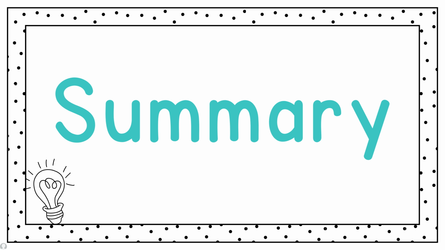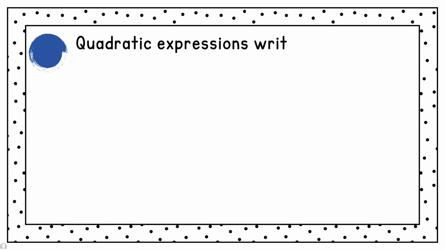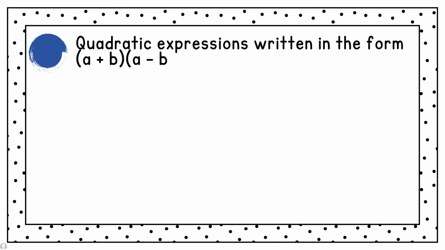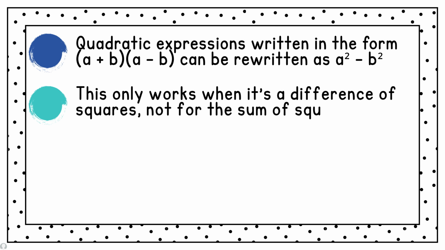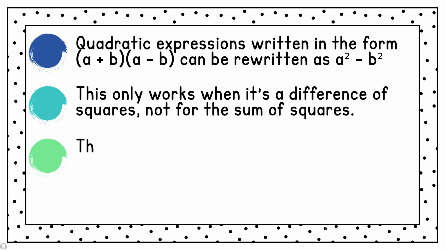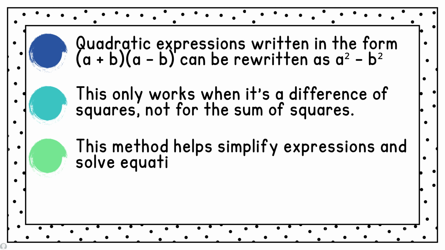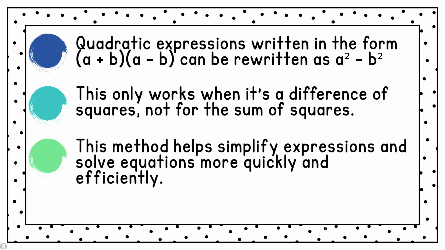So let's summarize what we've learned. Quadratic expressions written in the form a plus b times a minus b can be rewritten as a squared minus b squared. This only works when it's a difference of squares, though, not for the sum of squares. This method helps simplify expressions and solve equations more quickly and efficiently.